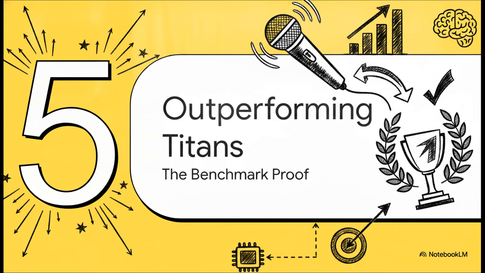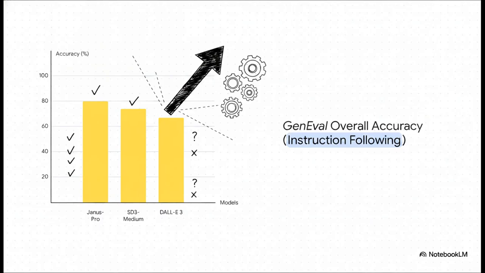Let's hit Section 5, outperforming SOTA titans, the benchmark proof. Because architecture and training are great in theory, but how does this thing actually perform against the current state of the art? Well, just look at the absolute dominance of Janus-Pro on the GenEval benchmark, which specifically tests how well a model follows your text instructions.